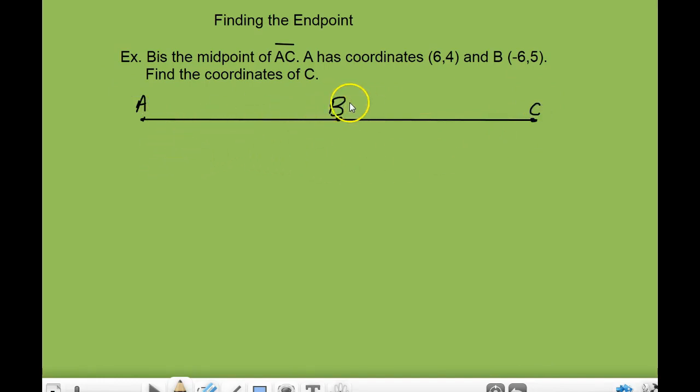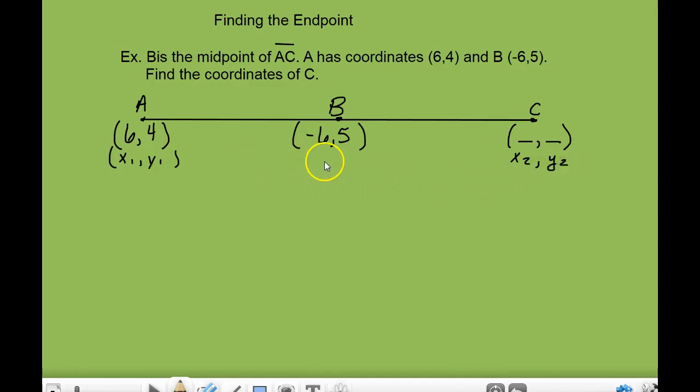Like I said, nothing's changed. A has coordinates 6, 4, so make sure you always label 6, 4. B has coordinates negative 6, 5. So if you notice, this time they have actually given the midpoint. But they want me to find C, so this is what we're finding this time. Same thing. Here's your x1, y1. Here's your x2, y2. And midpoint is always x, y. Always, always.